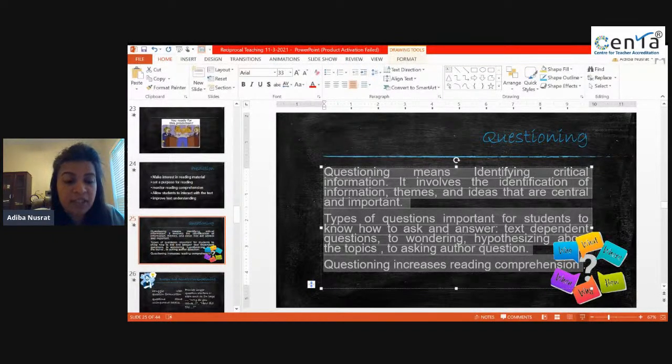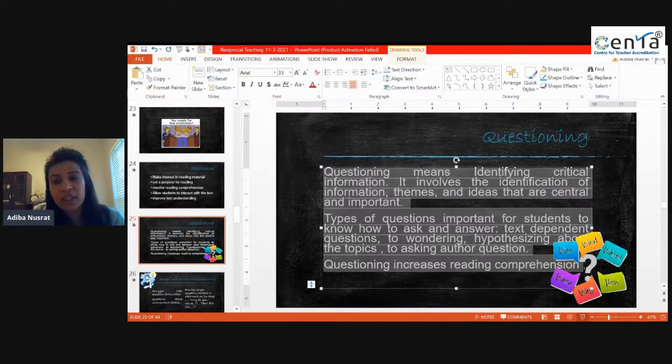So questioning plays an important role in deepening the reading comprehension of the students. But we face some problems with questioning as a strategy. Since it's a challenging and complex task, the students struggle with question formulation, and sometimes they ask about unimportant details. So for that, we need to provide them with question starters. How do you think? Why do you think?